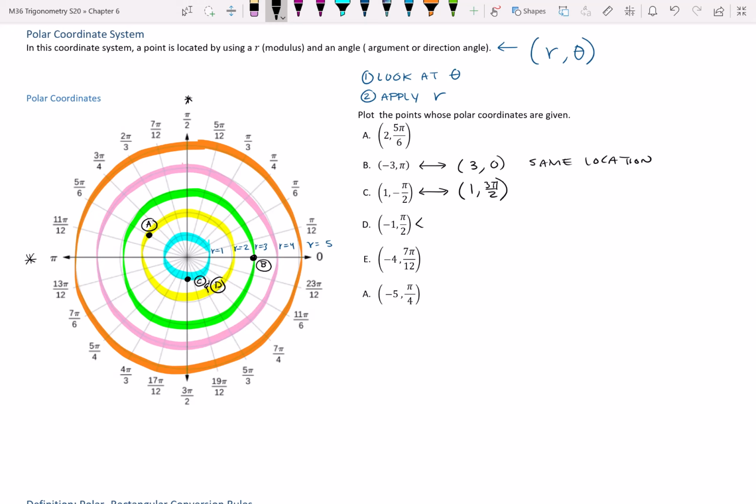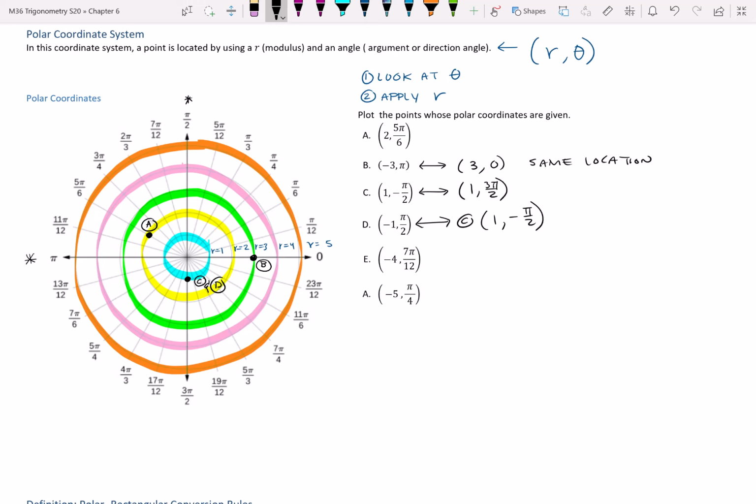Okay, so again, this is the same thing as C, which is (1, -π/2). All right, so hopefully you're getting the hang of this. Okay, the next one is 7π/12. So again, let's look for 7π/12. That's in the second quadrant.